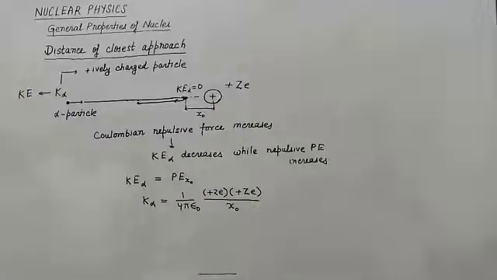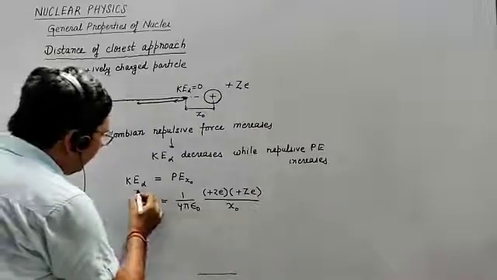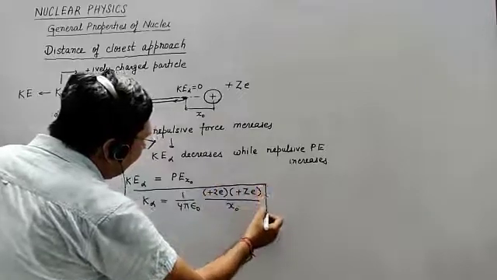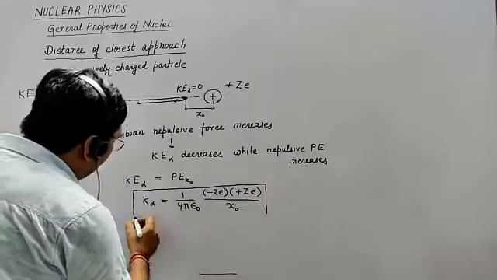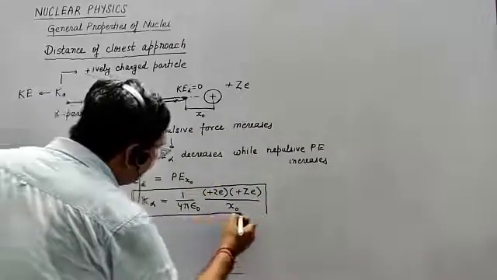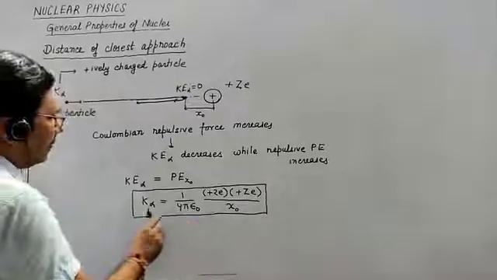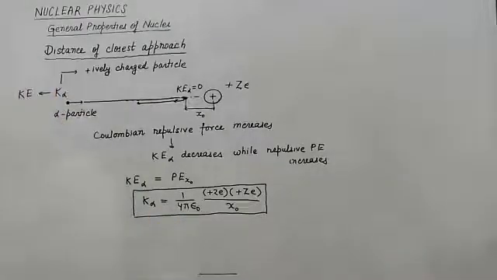So there can be a numerical in the exam on the basis of this formula. This formula is very important to calculate the distance of closest approach. Rutherford was the first person who was able to calculate this x naught, the distance of closest approach, with the help of this formula. He devised this formula to calculate the distance of closest approach.